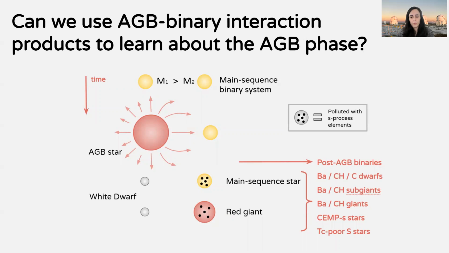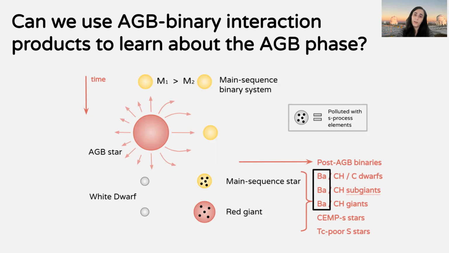Barium stars form in a system like this one that I'm showing you here. Time goes from top to bottom, and we have a binary system with two stars, one of them more massive than the other one, and this one evolves faster. This star reaches the AGB phase, while the secondary is still unevolved, and produces in its interior carbon, s-process elements and other typical products of AGB nucleosynthesis.